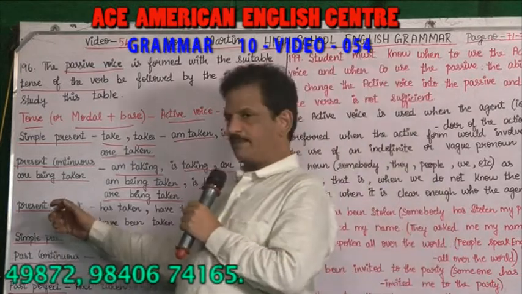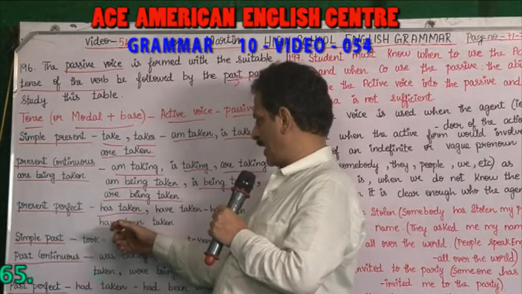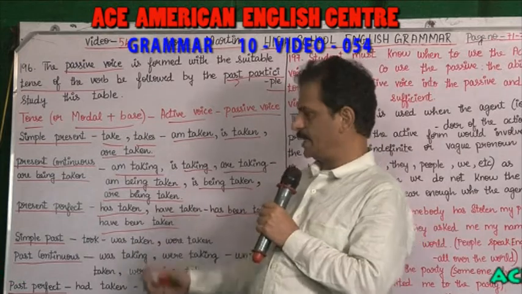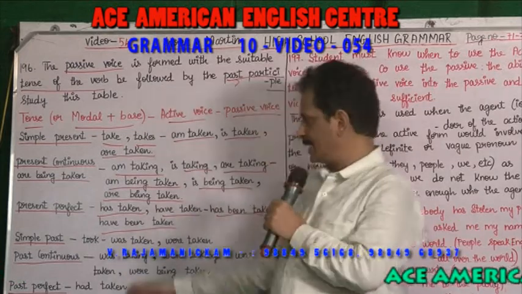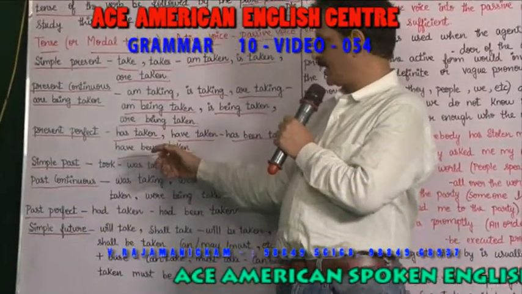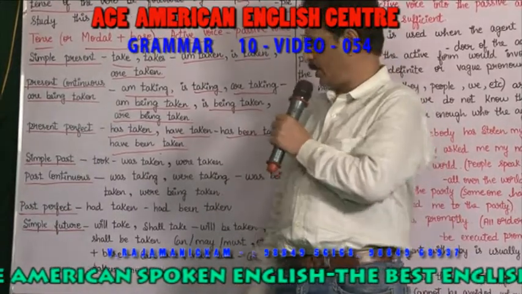Now suppose present perfect comes in active voice, has taken changes into has been taken, have taken changes into have been taken. See, he has taken a book, a book has been taken by him. He has taken books, the books have been taken by him. So it changes into passive voice.